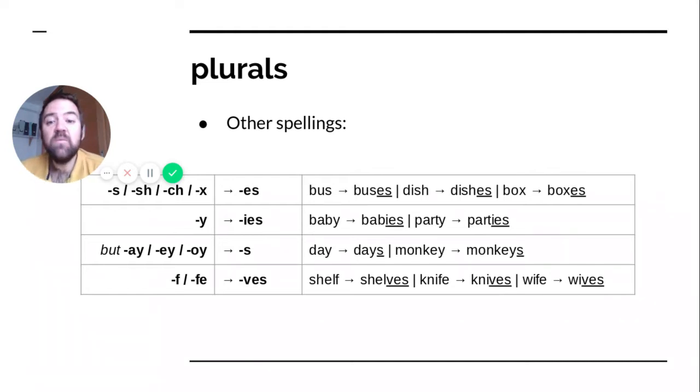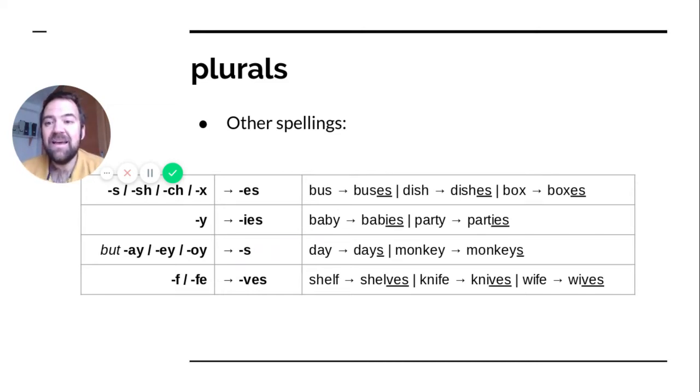If the word ends in Y, we have to take away the Y, change it for an I, and add ES. So baby becomes babies. Party becomes parties. Okay, this one most of you are familiar with. You've seen it quite often, but sometimes you forget. But if before that Y there is an A, an E, or an O, okay, we just add the S on. This here, it doesn't change. So day becomes days. Monkey becomes monkeys. Okay, these are exceptions to the Y rule.